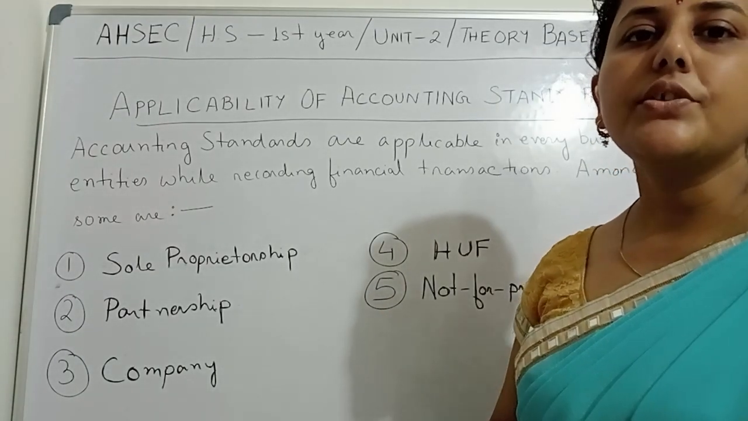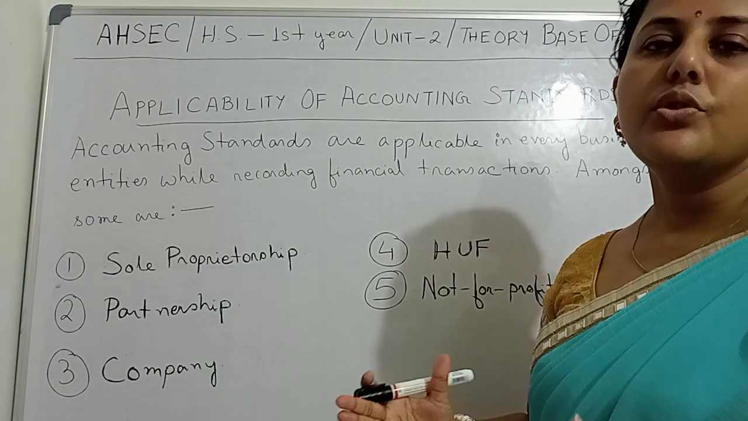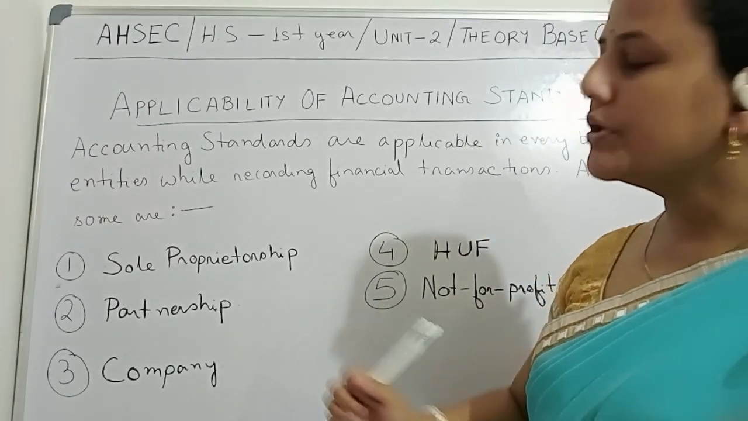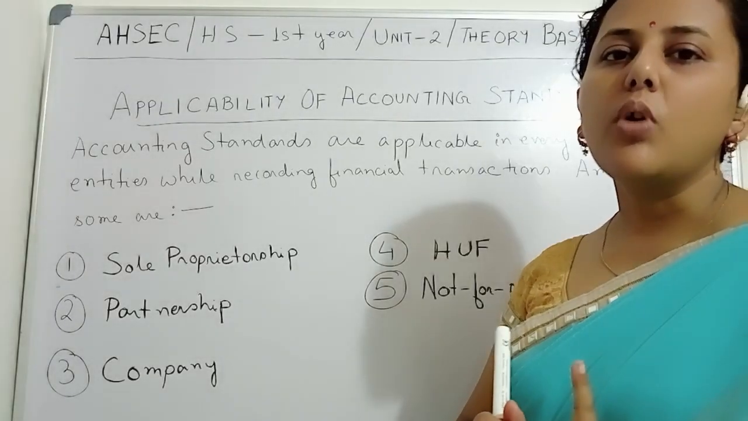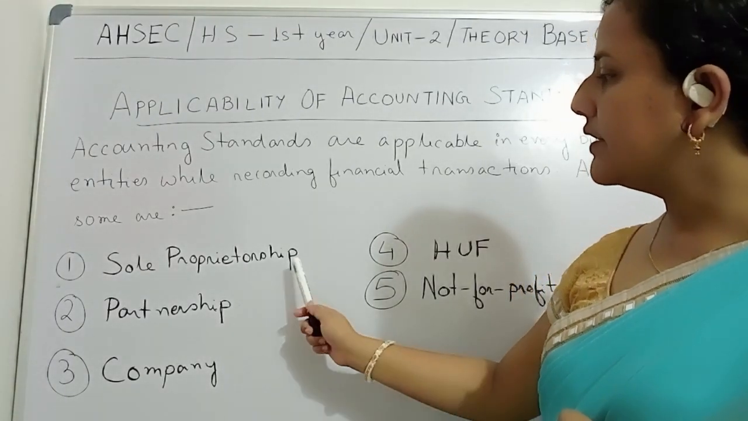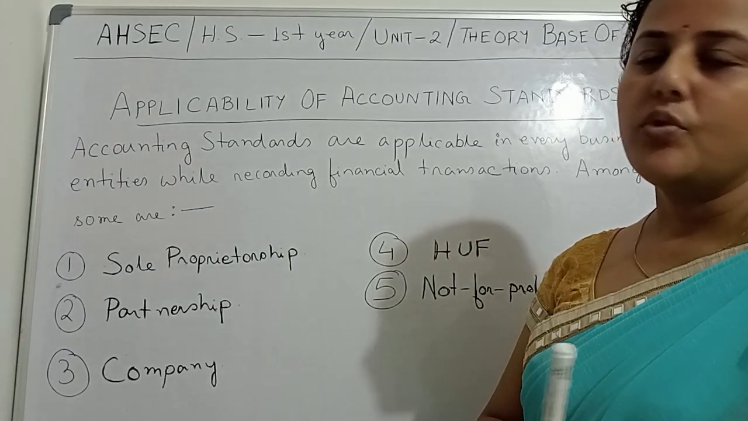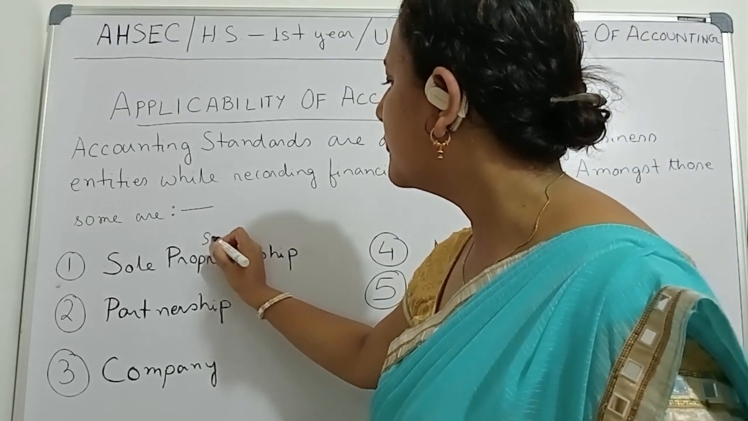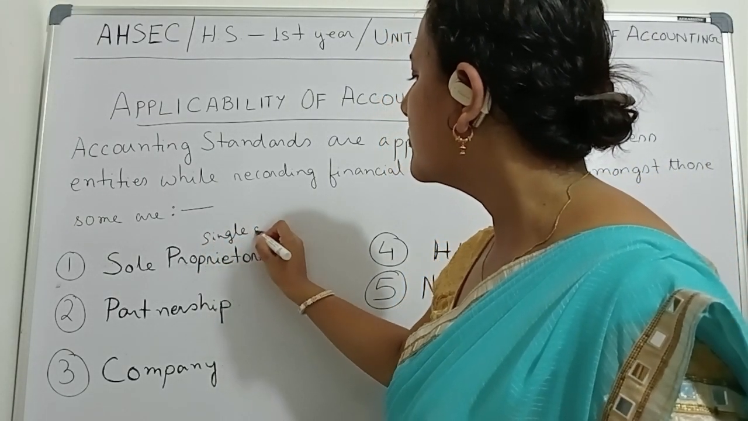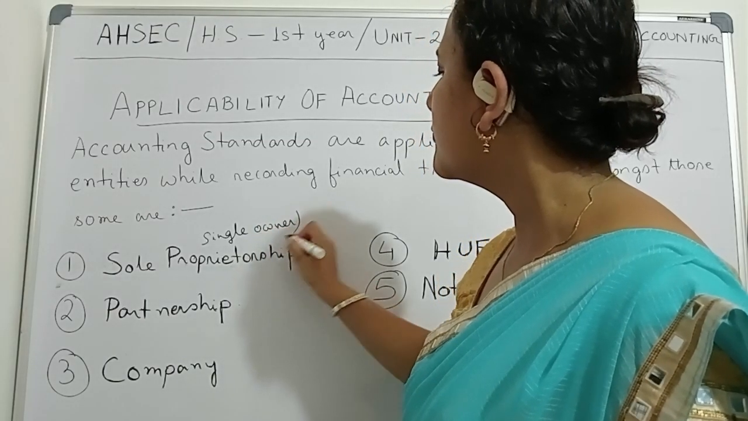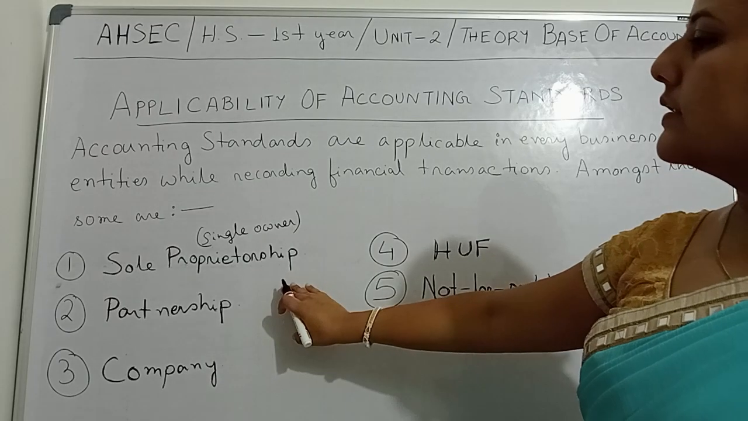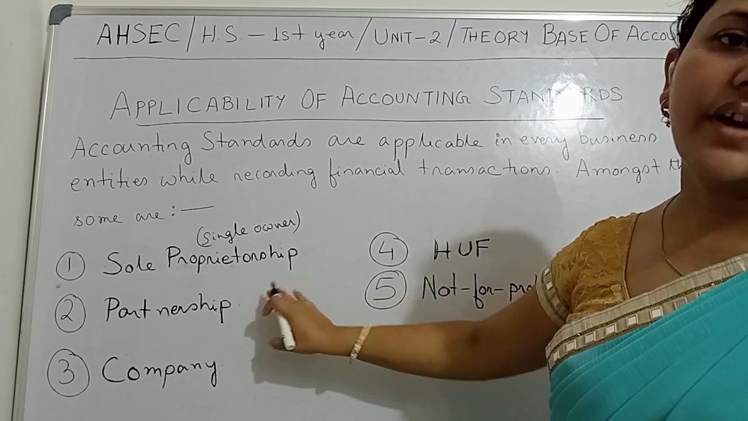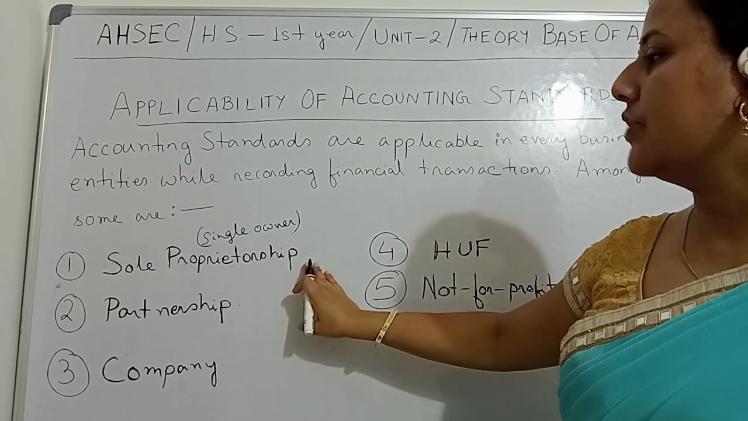You all are AHS first year students, yes or no? So you will now come to know what a sole proprietorship business is. Sole proprietorship business means where there is only one, that is a single owner. That is sole proprietorship. Only a single owner. So this type of organization follows accounting standards while recording business transactions.